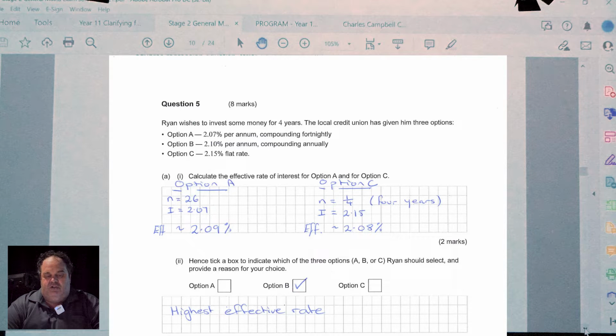Which then leads us to part 2 of part A, which means B is our best option because it has the highest effective rate. Students still, you know, emphasise to them, if it's an investment, I want the highest rate. Still a lot of students were choosing the lowest rate and going, oh, this is the best because it's got the lowest rate. So they clearly didn't understand that with an investment, I want more return on my money, not less.